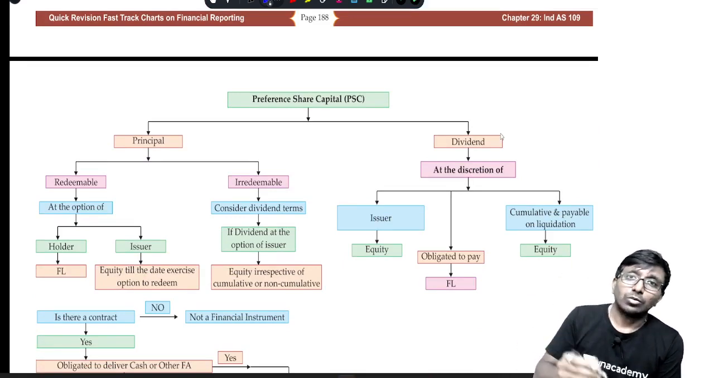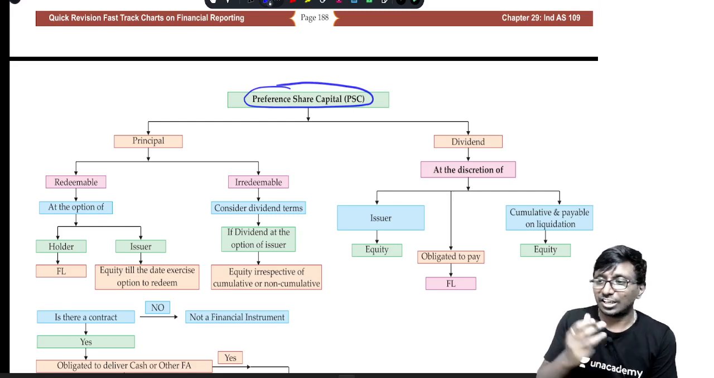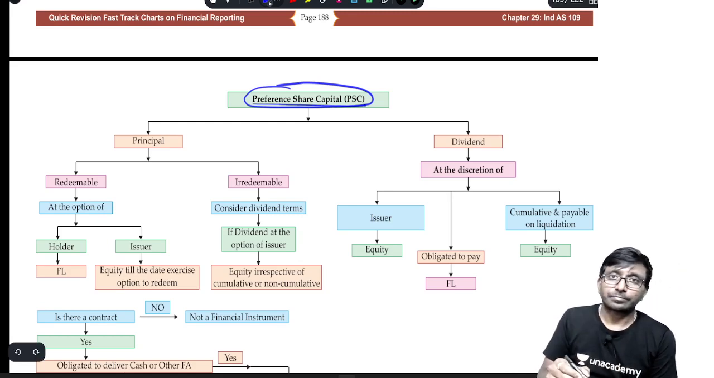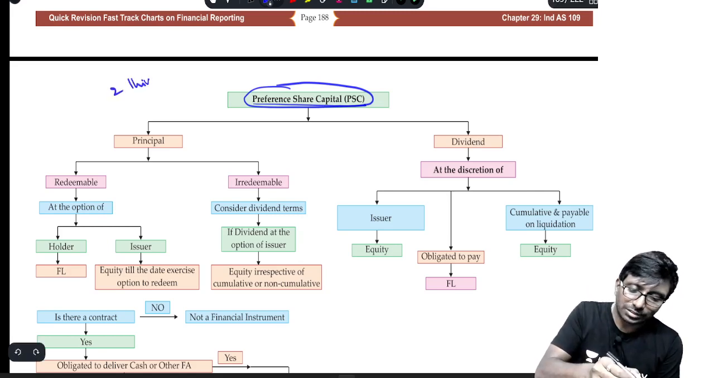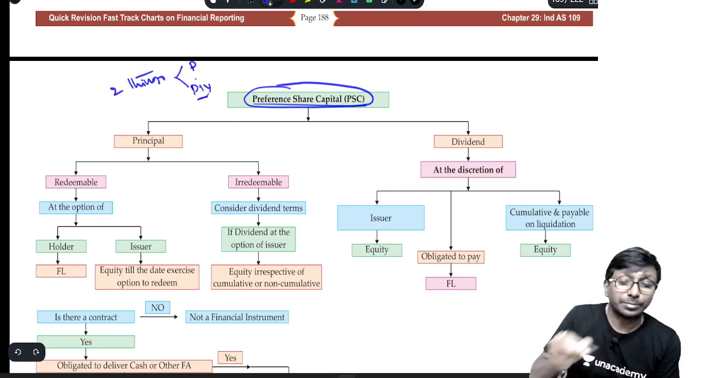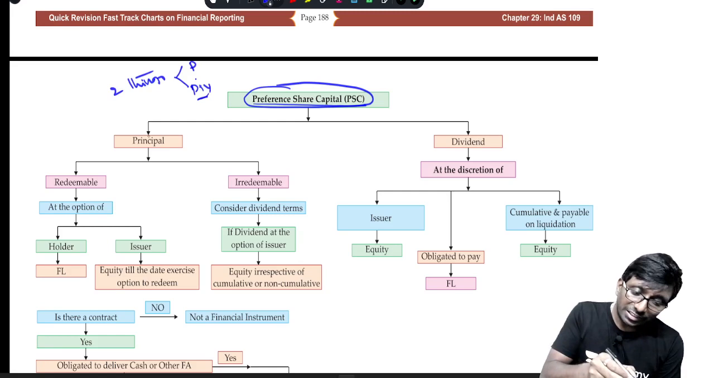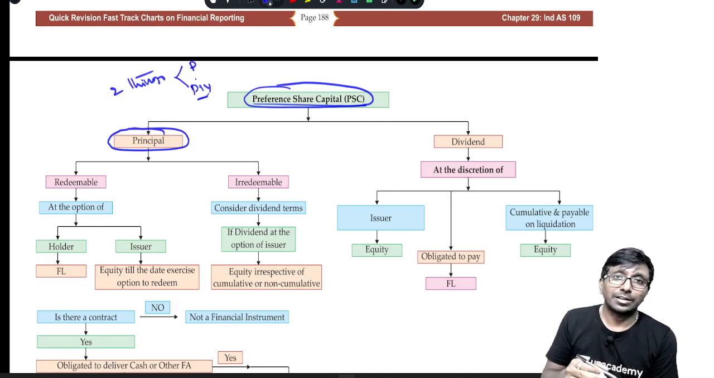Okay, right. Now, generally the question students ask is: preference share capital, is it a liability or is it equity? Whenever preference share capital is there, you have to think about two things. One is the principal part, and the next is the dividend part. You have to analyze them separately, and then you come to a conclusion.